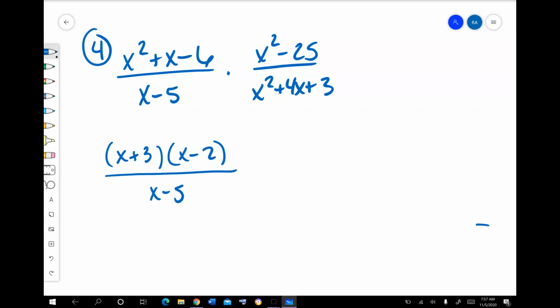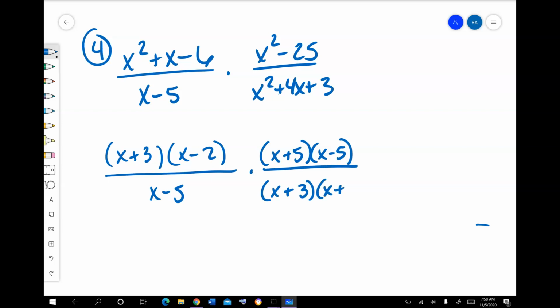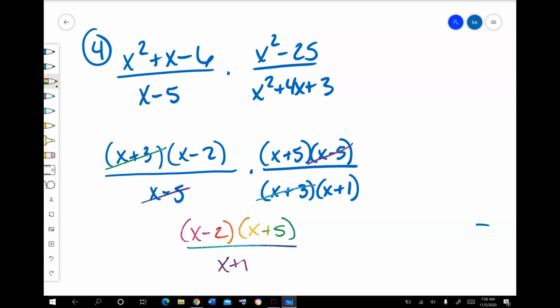X minus 5 is done. It's to its bones. 25 is a perfect square. X plus 5, x minus 5. All over, this is going to be x plus 3, x plus 1. Cancel out. X plus 3, x plus 3. X minus 5, x minus 5. Smush what you got left, and I got left x minus 2 times x plus 5 all over x plus 1. And that is your final answer.